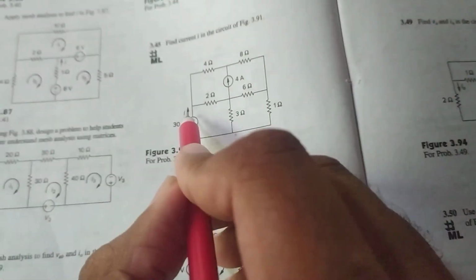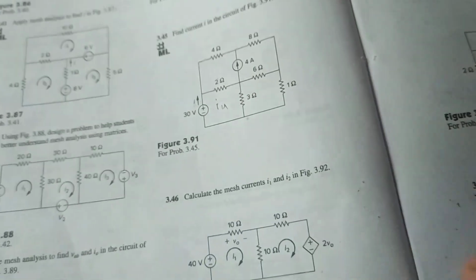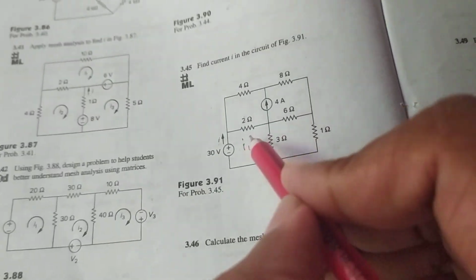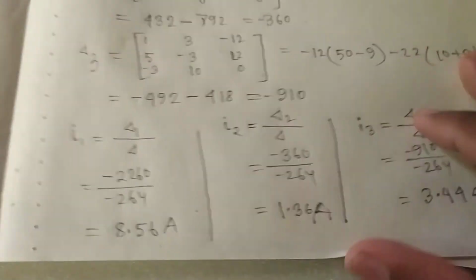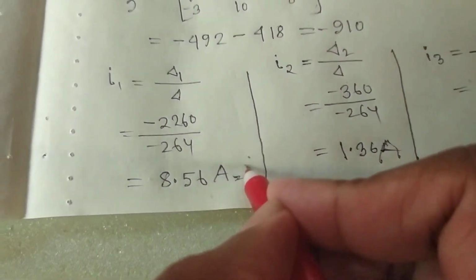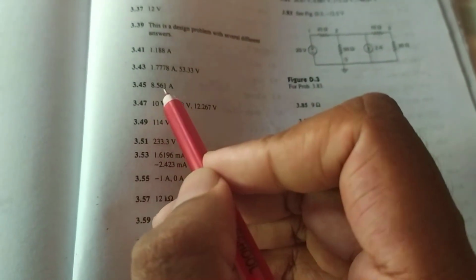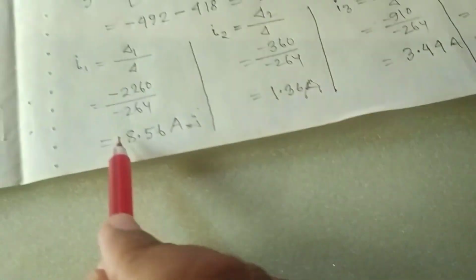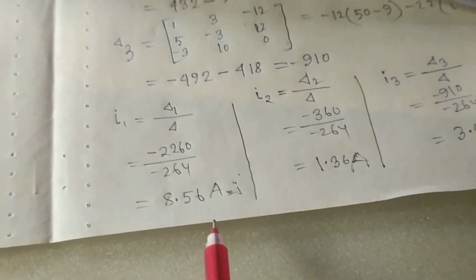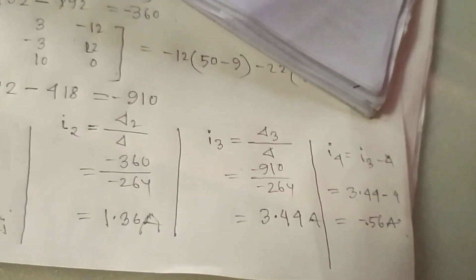Now check this result. I1 is the current I in loop 1, denoted I1 equals I. Now check this result in the answer sheet, problem 3.45: 8.561 ampere. That is the result, 8.56 ampere. Thank you very much. Assalamu alaikum wa rahmatullahi wa barakatuh.